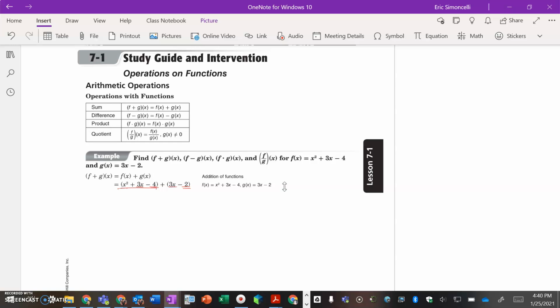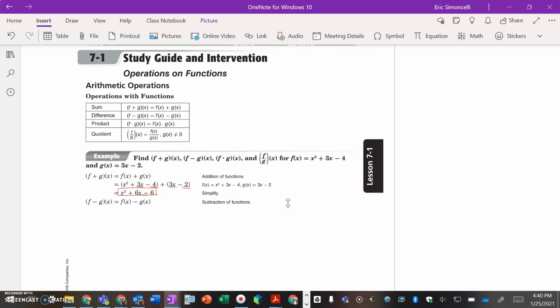Turns out that 3x and 3x are like terms, so I've underlined them as such, as are negative 4 and negative 2. So like terms add as such: x squared, 3x plus 3x is 6x, negative 4 plus a negative 2 is negative 6. Final answer, x squared plus 6x minus 6.